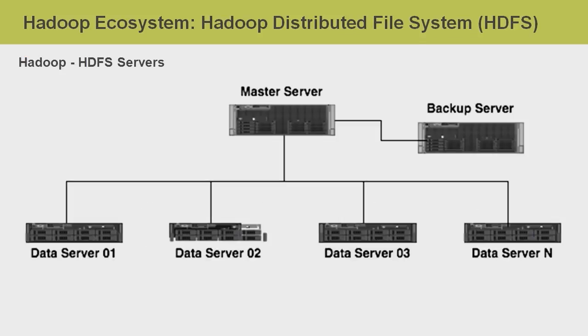The Hadoop Distributed File System uses the following servers. There's a master server, a data server, and typically a backup server. The master server runs the name node and is responsible for the management of the data throughout the cluster, while the data servers run the data node and are responsible for managing the data on their local server. The backup server is used as a backup for the master server, and its purpose is to increase our high availability for the master server.